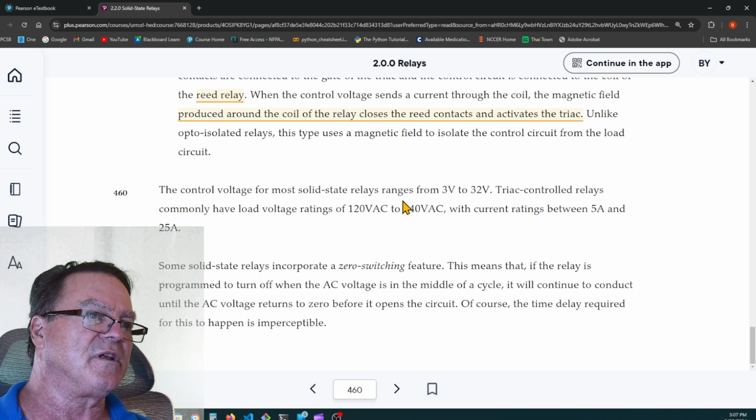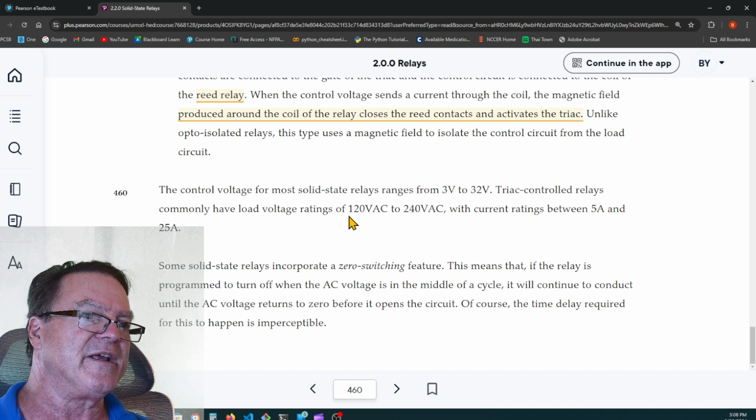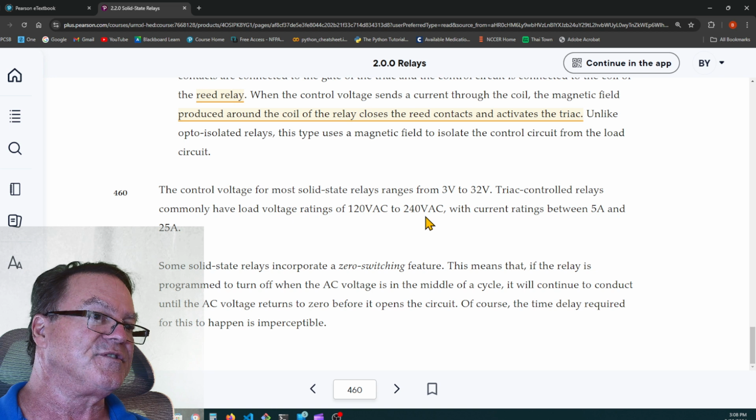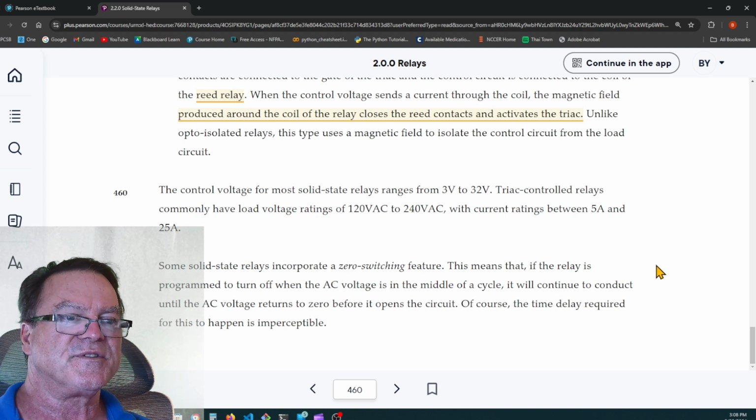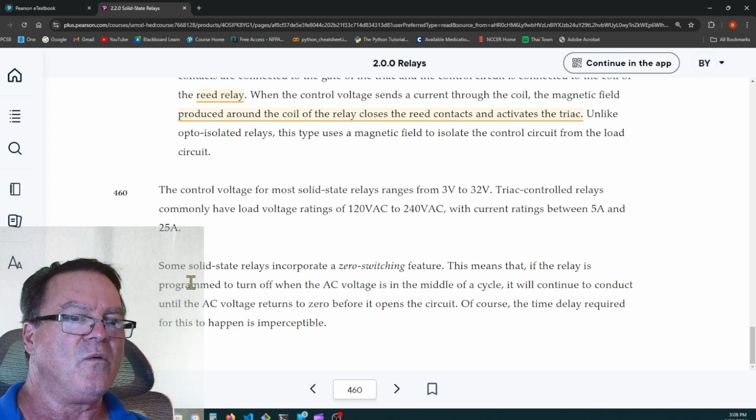Control voltage of most solid-state relays ranges from 3 volts to 32 volts. Triac-controlled relays commonly have load voltage ratings of 120 volts to 240 volts with current ratings between 5 and 25 amps. All right. Well, let me read this.